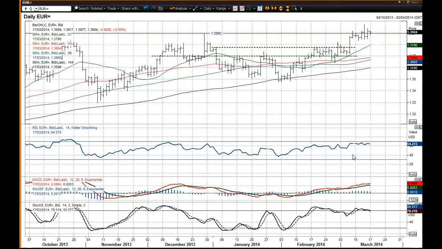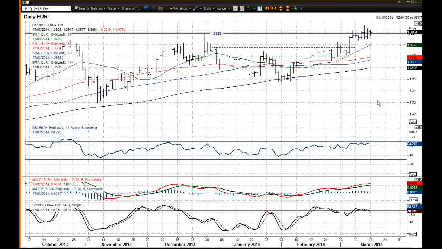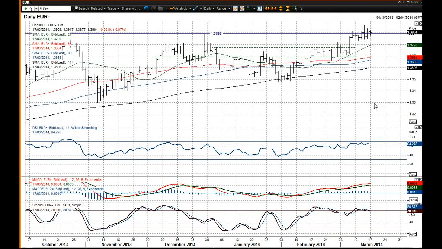in any way, really. So I think at the moment we're going to still pick to go for a test of that 139.67 and maybe even a move towards 140. But at the moment, this consolidation is still in play.